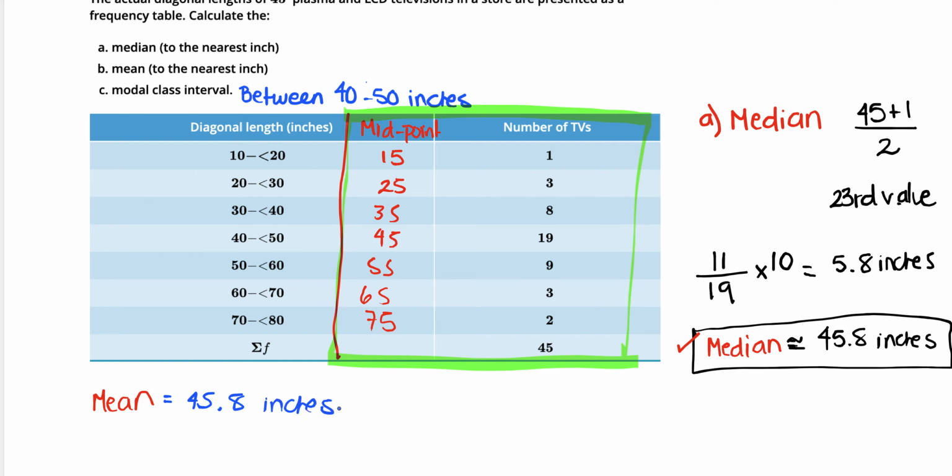Wonderful. And then I have my mode, which is between 40 and 50. The fact that all this data is the same means that this data is very symmetrical. We can see that because we have the center, and then we have 9 and 8, and here we have 3 and 3, and then we have 1 and 2. It's very symmetrical. If I were drawing this, I would have the 40 to 50 class in the center.